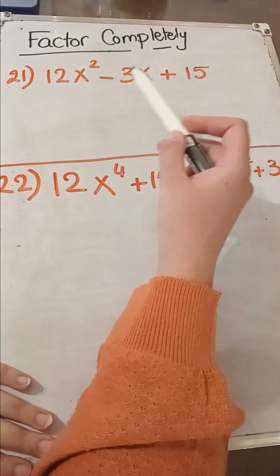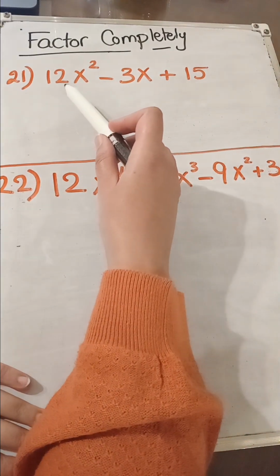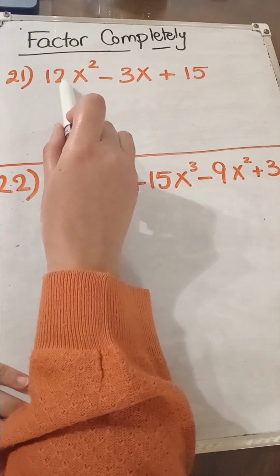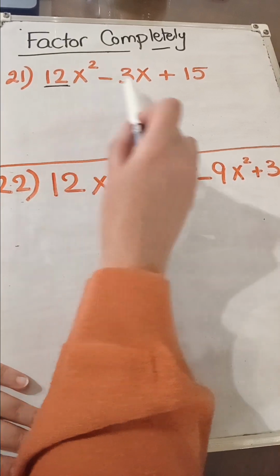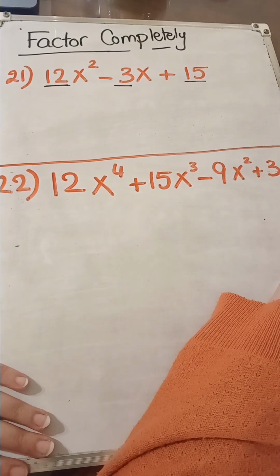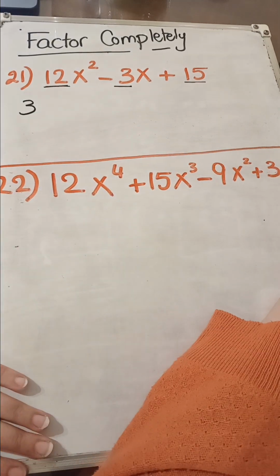In factoring, generally, we start by looking for the GCF. GCF is the greatest common factor, so we start looking for common factors. Start by looking at the coefficients, 12, 3, and 15. All of them are divisible by 3, and that's the greatest common factor. So this is the first part of the GCF.